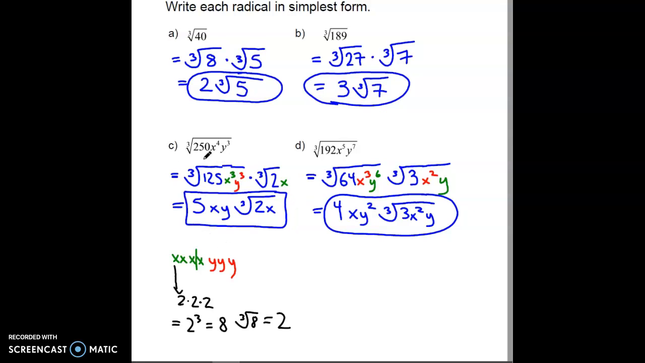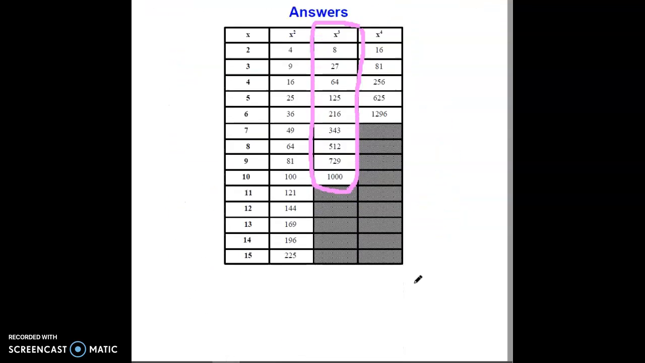Okay, so then we take the cubed root of all this information, so that's 5xy. So see how all I had to do here was divide these exponents by 3. Okay, so it became a 1, and then it's the cube root of 2x. Okay, so walk through those questions, do them yourself so you can follow that process.